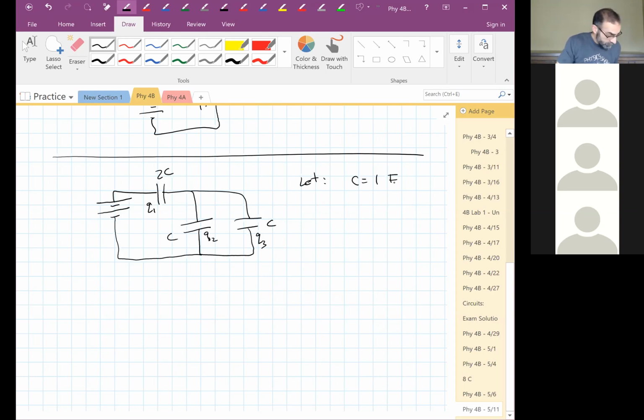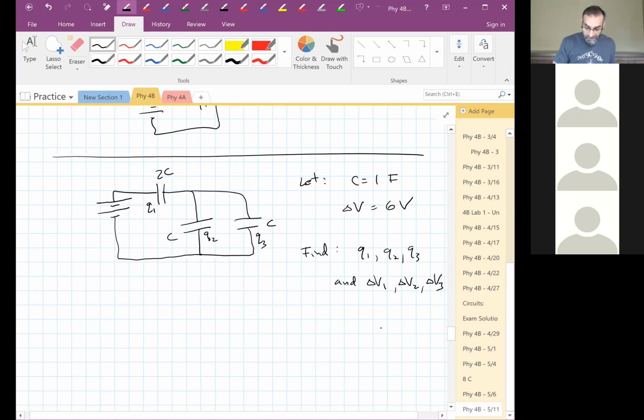All right. So if C is 1 farad, just to keep the math easy here, even though it's not as realistic, 1 microfarad would be more typical, but that's okay. This we can do in our head this way. So we'll use these two values. Your job is to find delta V and Q for each capacitor. Okay, go for it.